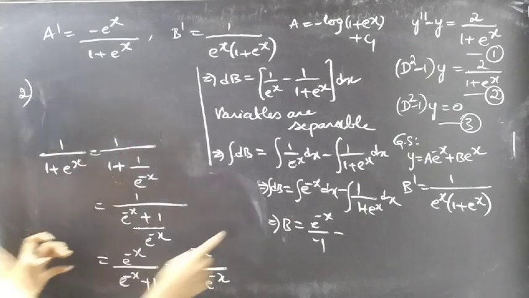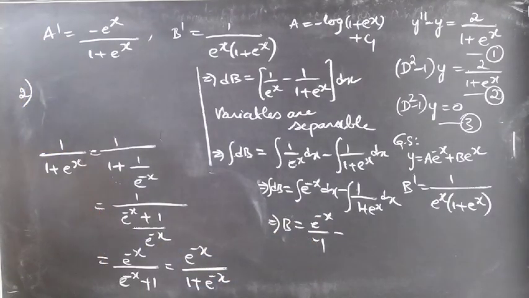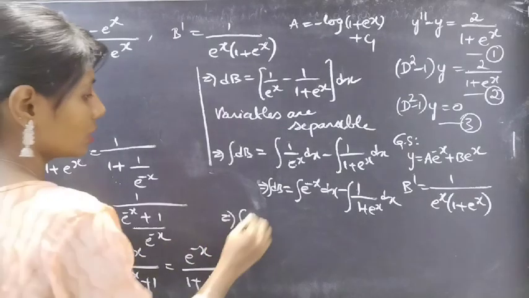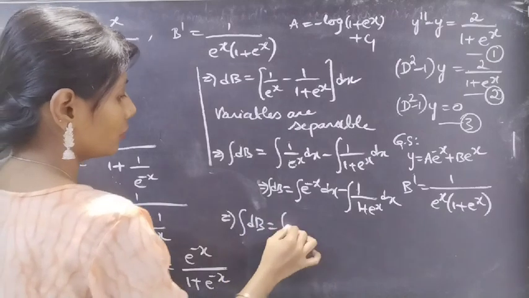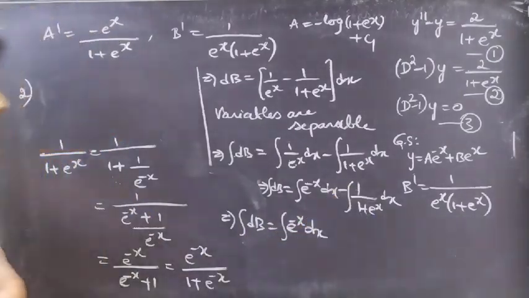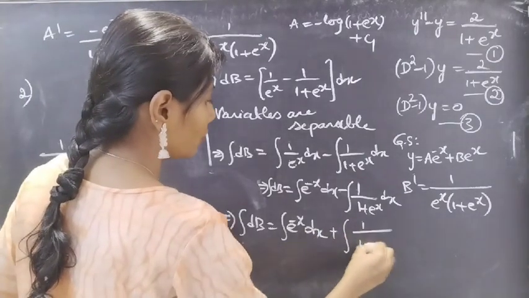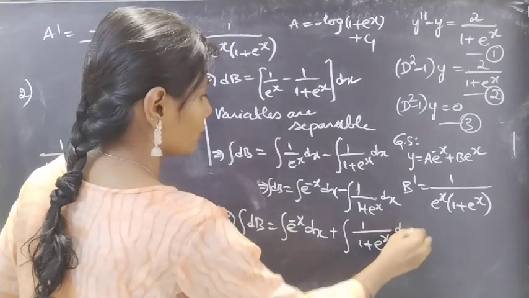So I'm not going to apply integration here. I'll apply the formula finally. Okay, we need to simplify a few things, so let's see that firstly. Then integral dv equal to integral e power minus x dx. I'll take this minus inside the integral, so I'll get plus integral 1 by 1 plus e power x dx, right?